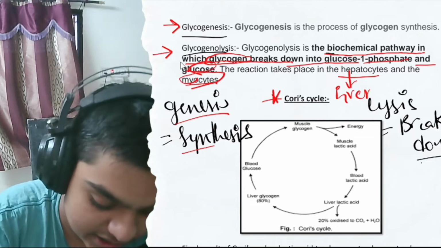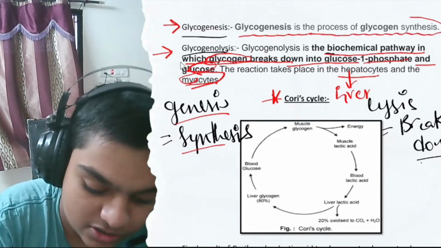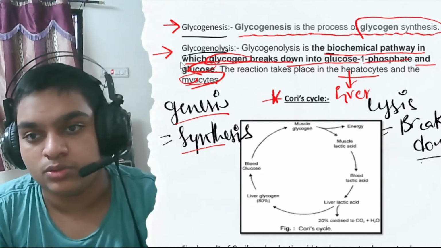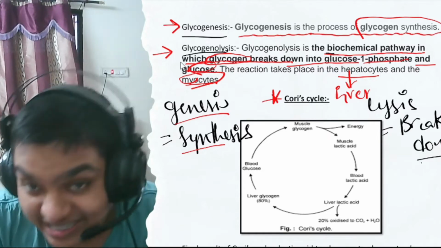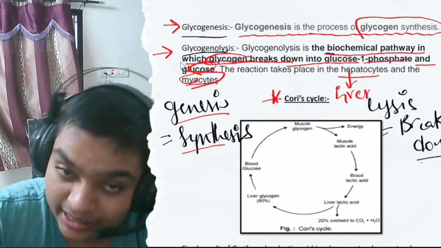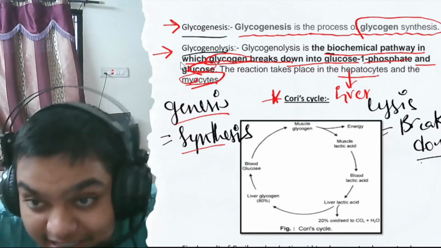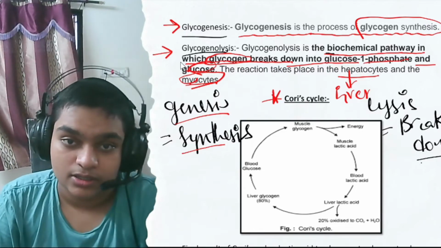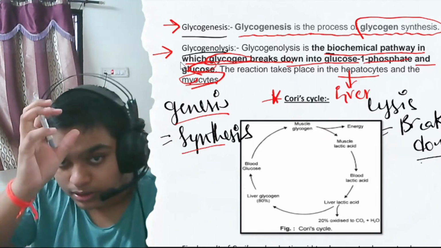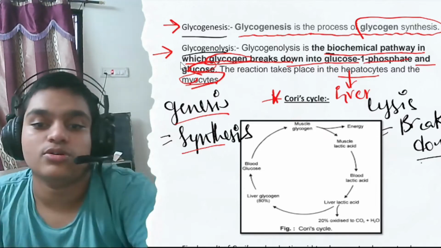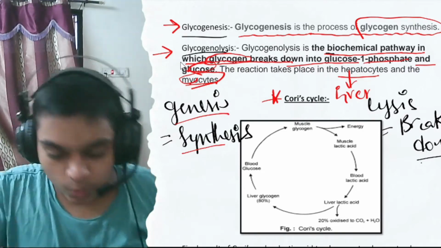Genesis, synthesis. Glycogenesis is the process of synthesis of glycogen. Lysis, breakdown. Glycogenolysis, breakdown of glycogen into glucose. Remembered? Got into your brain? Now let's move on to Cori's cycle.